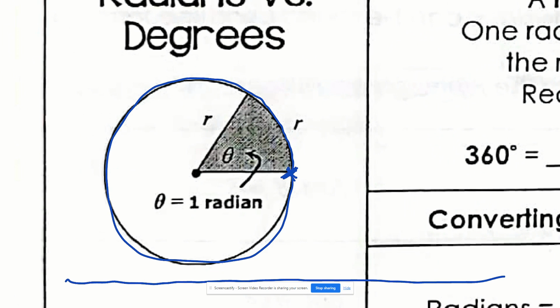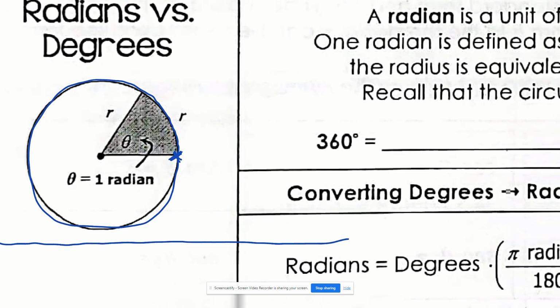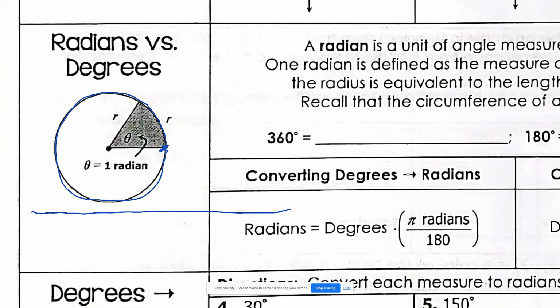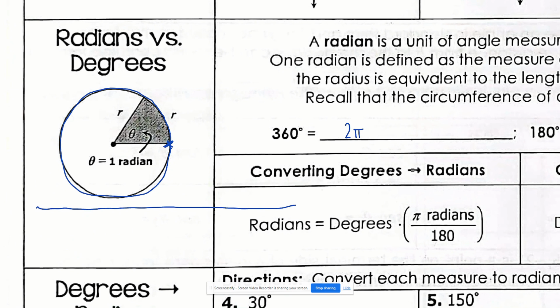If your r is 1, 2 pi r, 2 pi times 1 is, let's just leave it 2 pi. Y'all agree? So 360 degrees as far as the degree measure around the circle is equivalent to 2 pi as far as a radian measure. Are you with me? You're not?